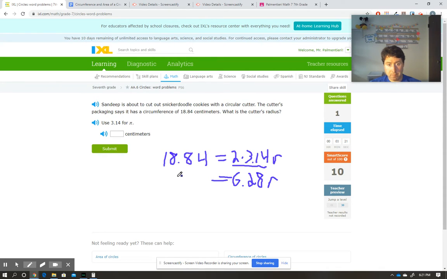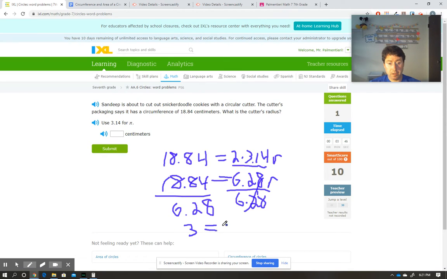And then the final thing I'm going to do is I have to do the opposite of the multiplication. Okay, so I've got to divide both sides by 6.28. All right, and once I do that, I will find my answer. And just by looking at this, you can tell that my answer is going to be 3. Okay, but you can check it on your calculator. But Mr. P's been doing this a long time. Okay, so this is going to be 3 centimeters is my radius.